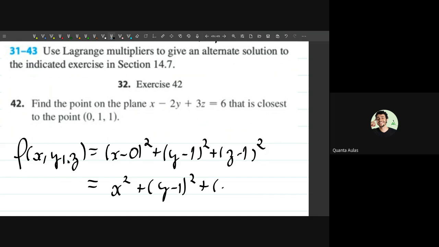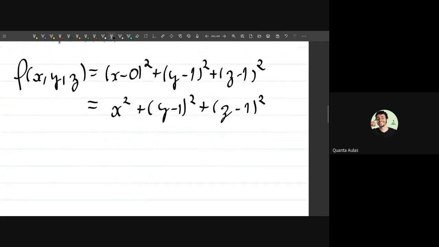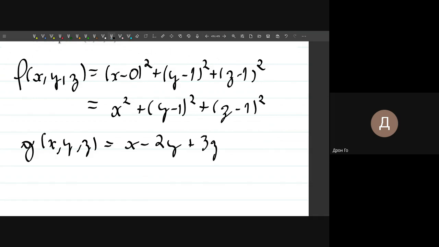I think it's enough for now. This is our objective function, okay? But we have our constraint function too. The constraint function is the equation of the plane, because our x, y, and z need to be a point of the plane. So I think you know what you need to do here.